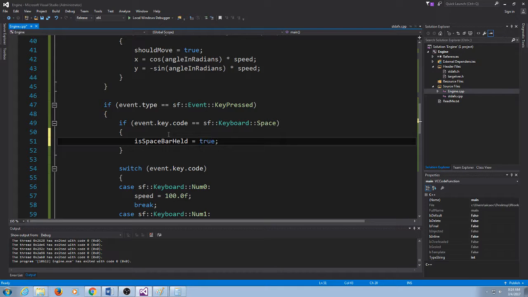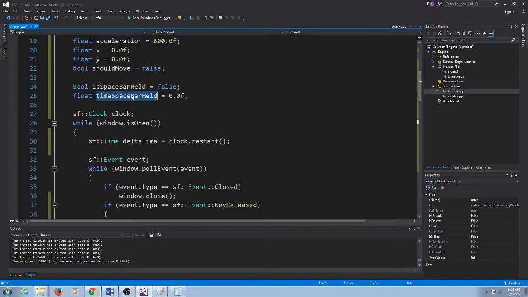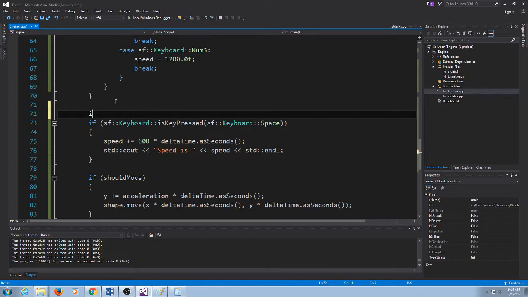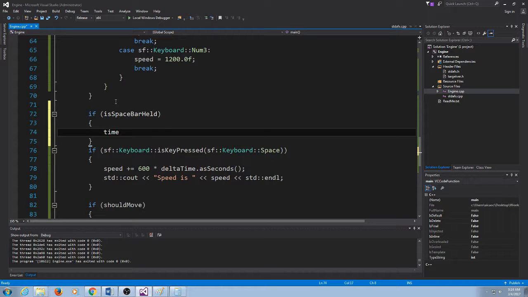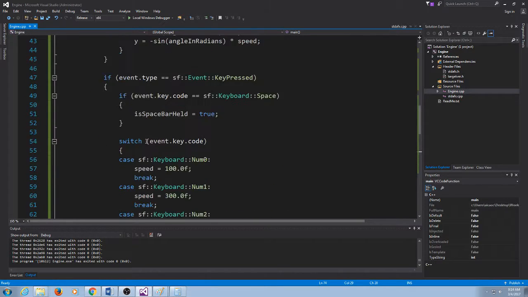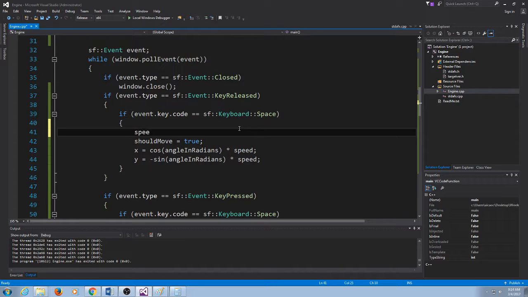You can set a variable saying, hey, spacebar is held. And then inside here, if your spacebar is held, what you can do is take your time spacebar is held and add the delta time to it too. And now, as long as the spacebar is held, you're keeping track of it here. Then when you finally release it, instead of using the speed directly, you can adjust it first. You can take the time the spacebar has been held times 1200 and just make that the speed instead.